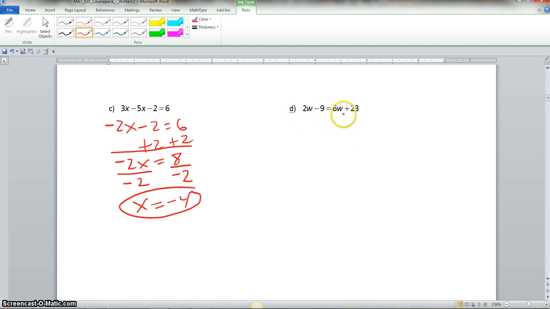Now we go on to D here. We have variables on the same side like we had in the previous problem. So this time I want to move all the variables to the right side. So let's subtract 2w on both sides.